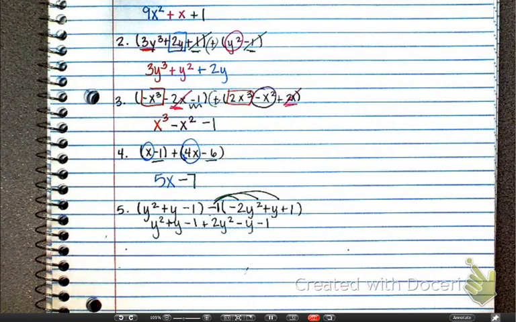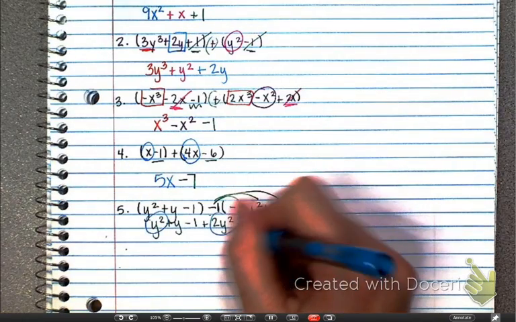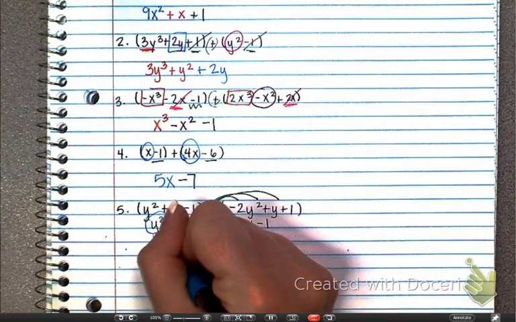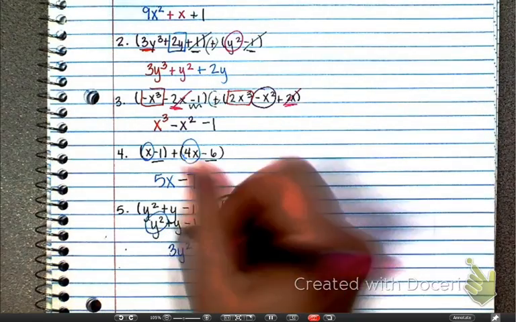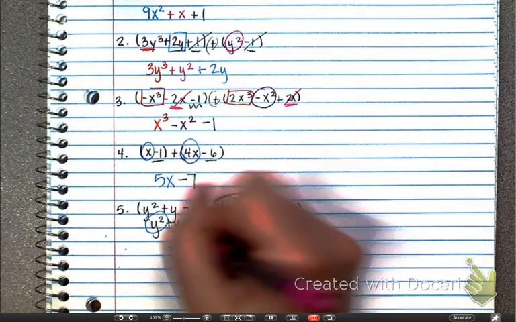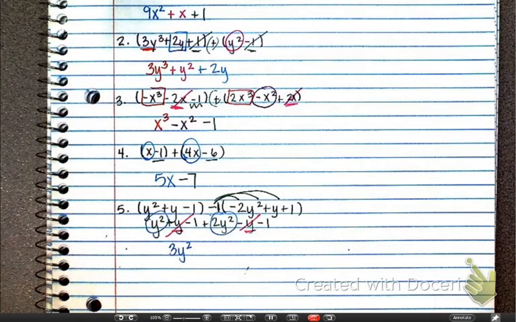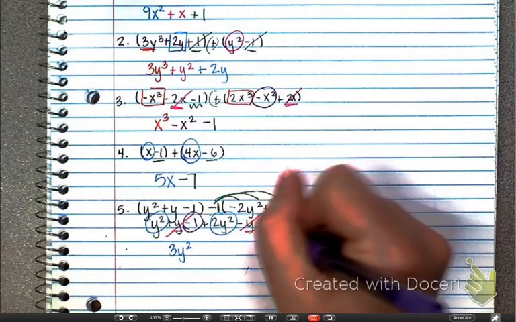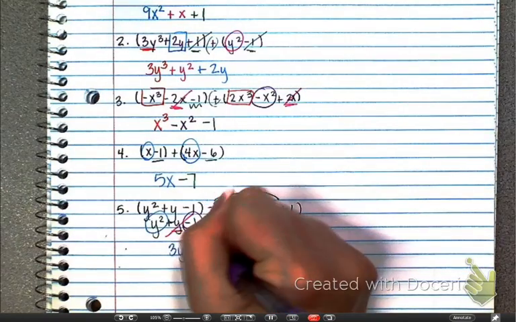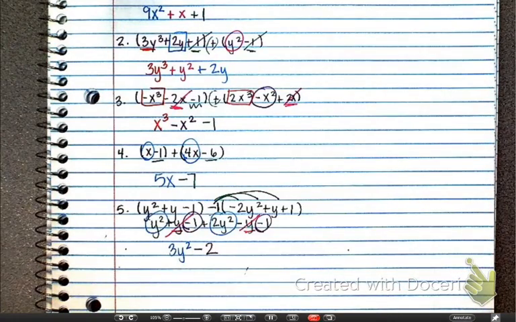At this point, it is exactly like it was for addition. You take your highest exponent and you combine like terms. So I have a y squared plus 2y squared for a total of 3y squared. I have y minus y. Those are going to cancel out. And then lastly, I have a negative 1 minus 1 for a negative 2. So 3y squared minus 2 will be your final answer there.